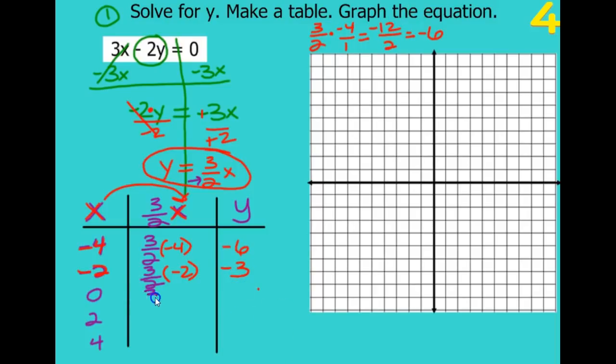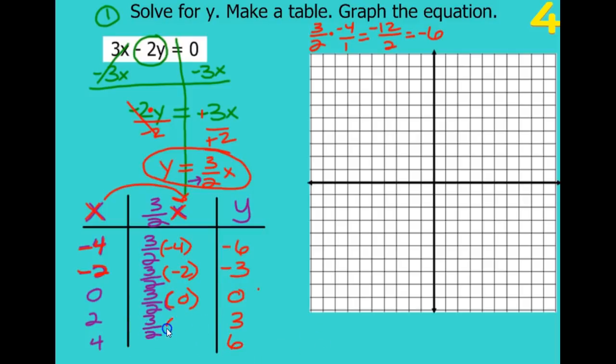Then we're going to plug in a 0. 3 over 2 times 0. Well, this one we should know, anything times 0 is 0. If you can see our pattern, we're going up by 3 each time, so our next number should be a 3 and then a 6. If we're not sure, let's plug it in.